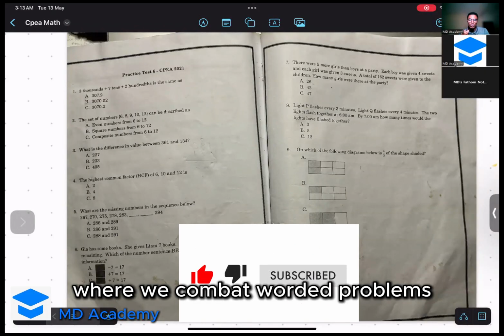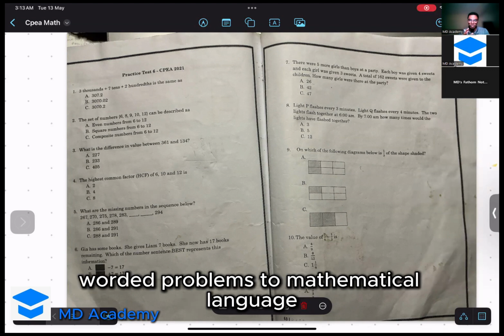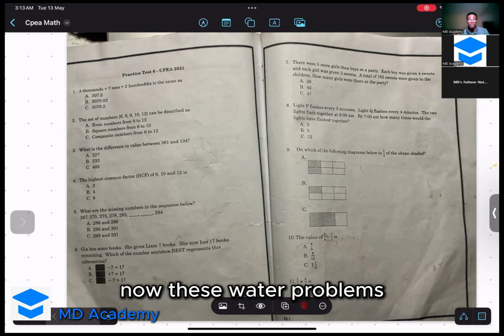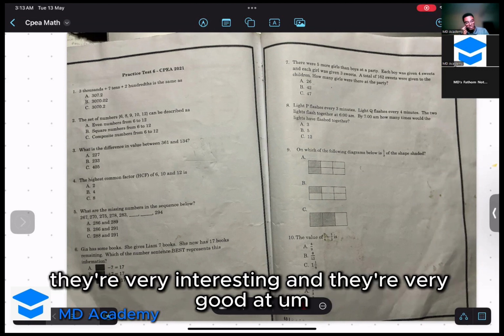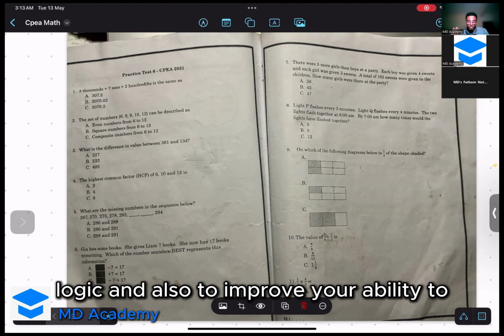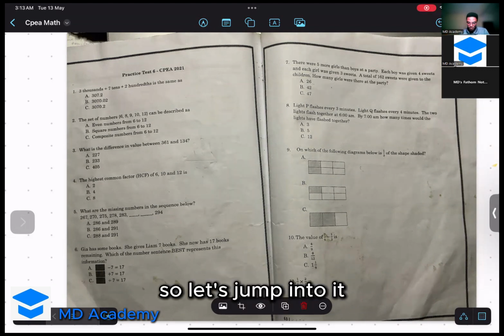Welcome back to the series where we convert worded problems. I'll show you the technique on how to easily convert worded problems to mathematical language, or understand them so that you can solve them with ease and at least be able to interpret them. Now, these worded problems are very interesting and very good at helping to improve your mathematical thinking, logic, and also your ability to think the way computers think in terms of algebra. So let's jump into it.